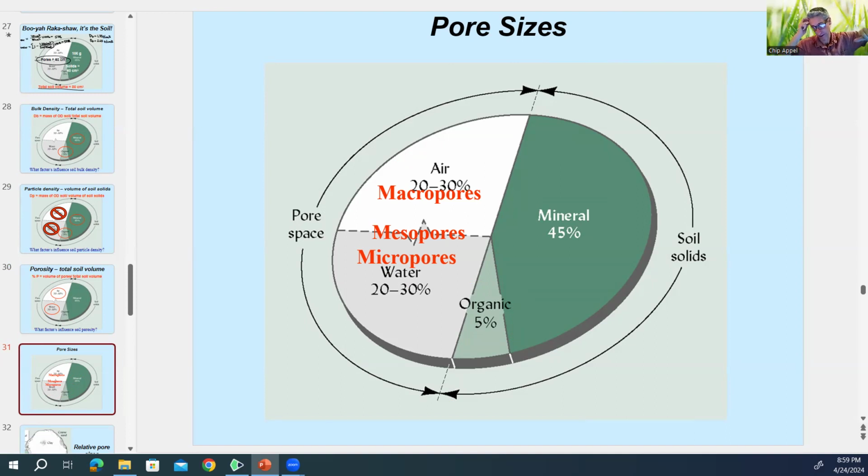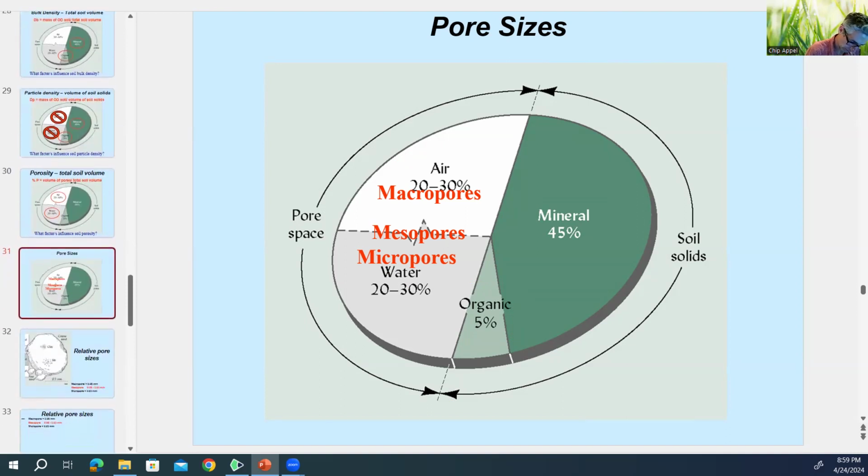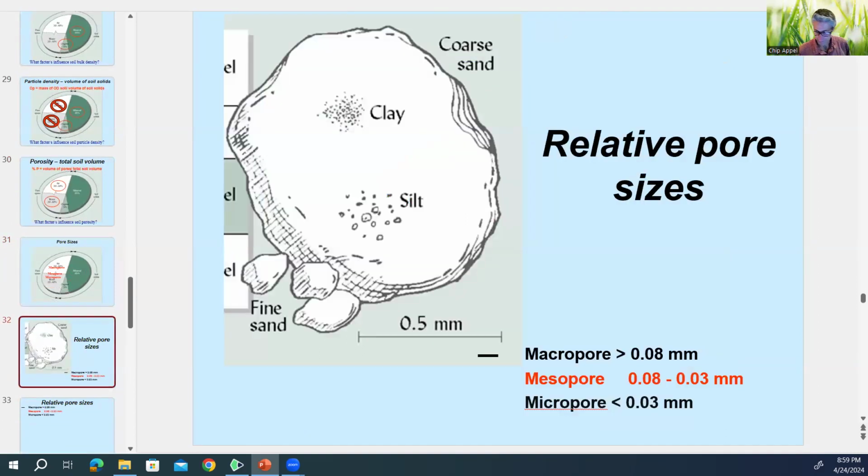So again, how big they are, the types of soils that we're going to find them in, usually I'm talking about texture and structure, and then what they're good for. Okay. So here they are.